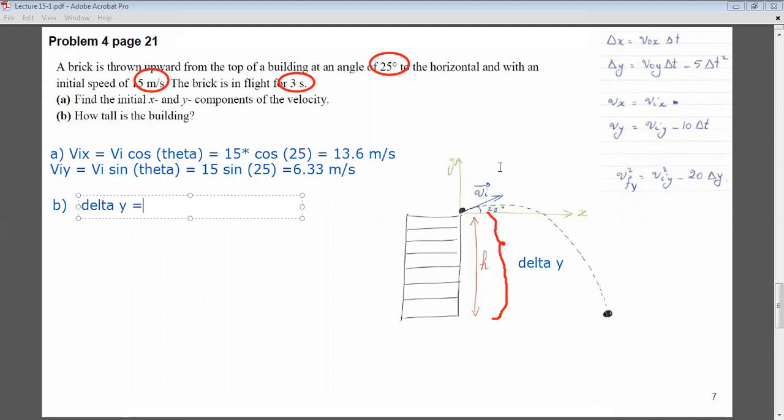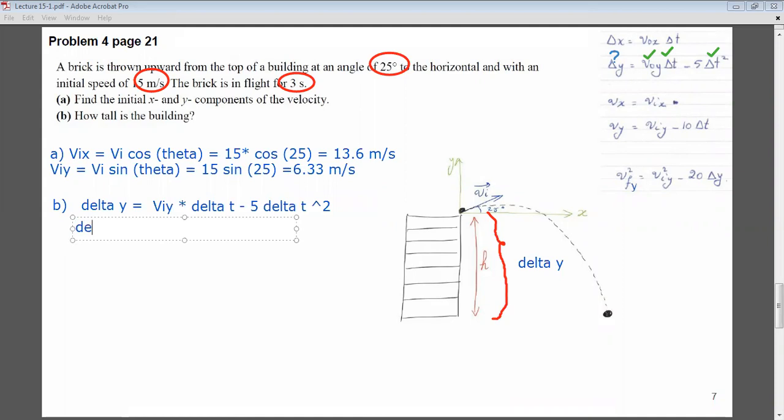Which formula allows me to find delta y, given that I have the time and the initial y? Let's see. The first one I cannot use, it solves for delta x. Second one, delta y. So delta y, which is my unknown, I have the initial y, and I have delta t. So I can use the second equation. So delta y is equal to the initial y times delta t minus 5 delta t squared.